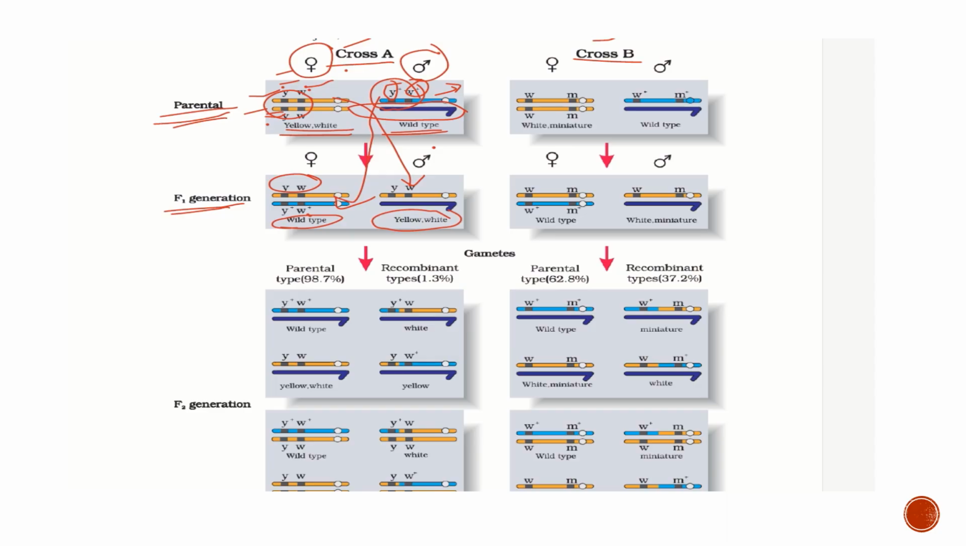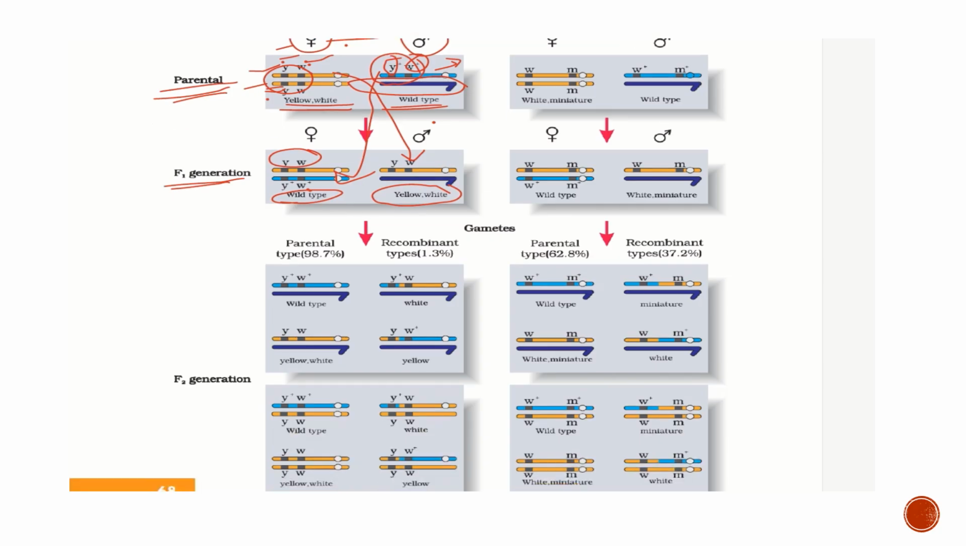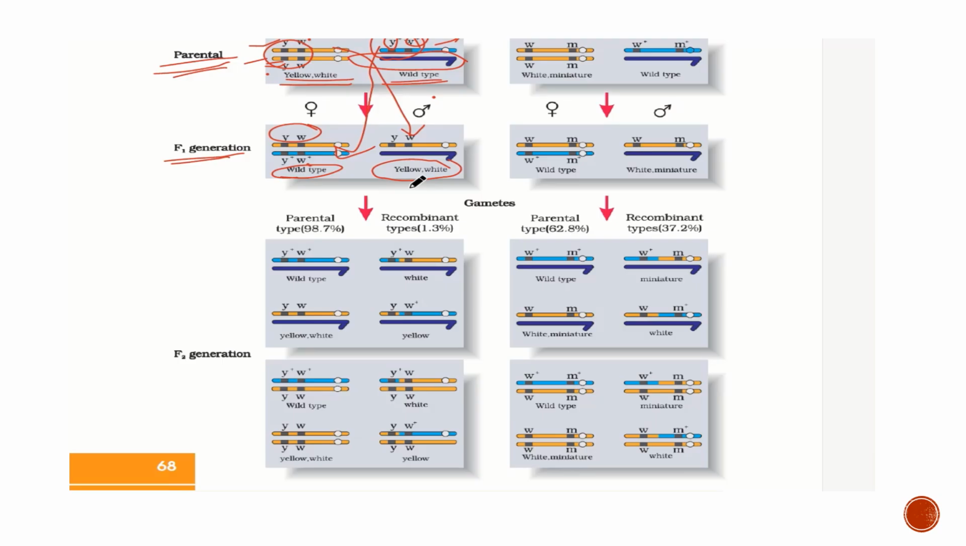Is it clear? Now in the next F2 generation, if we concentrate, they are telling that there are 98.7% parental offsprings. They look similar to parents, carrying the parental genes. And only 1.3% have recombinant genes. That is a new form of gene. So let us see here what is happening.